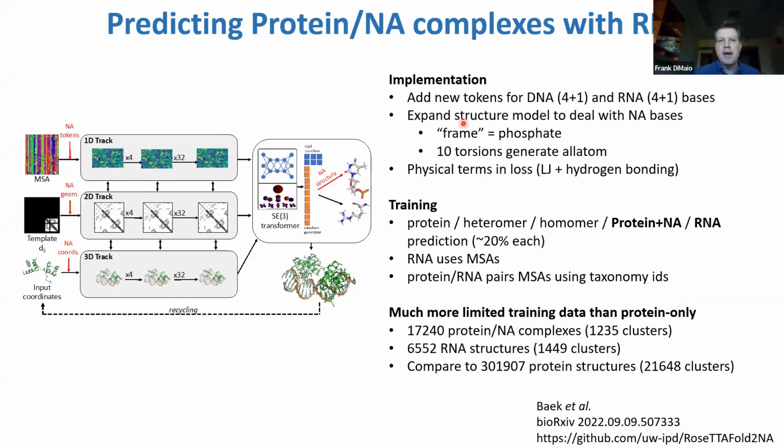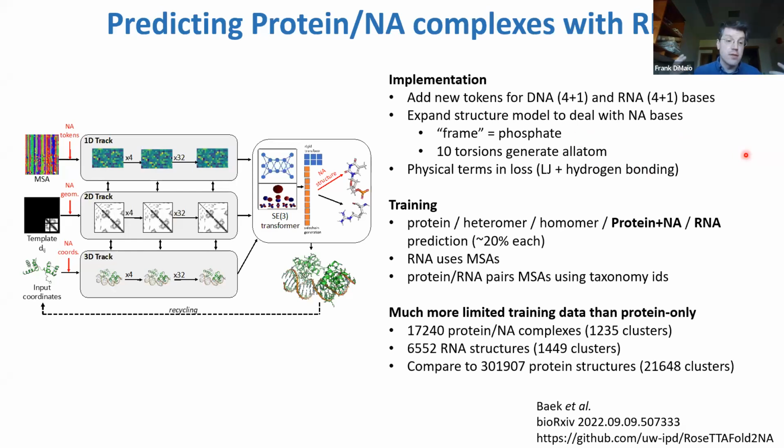Basically, implementing this, we needed to add just new tokens to the network. The alphabet that the network understood is the 20 amino acids, an unknown token, and a mask token. We added to this tokens for the 4 DNA bases, the 4 RNA bases, and then unknown DNA and unknown RNA. It was relatively straightforward. The model, of course, is reasoning on structure, right? And so we expanded this structure model to deal with nucleic acid bases as well.